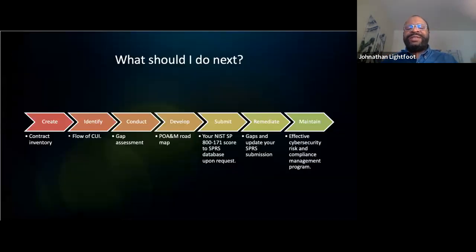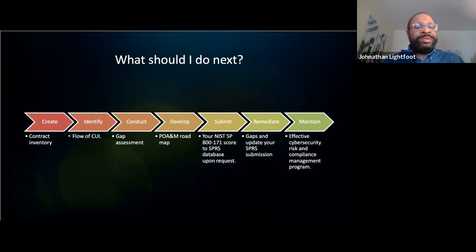All right, so what should I do next? There's this long list, and like Layla said, you're going to get the slides afterwards and it'll help you. But basically, if you haven't started yet, the first thing is to do a contract inventory. Look at the contracts that you have, or even the ones you're bidding on, hoping to get, and see what kind of DFARS requirements are thrown in there. Right now, we're not seeing any CMMC requirements in any contracts because, like I said, it's under the review period.